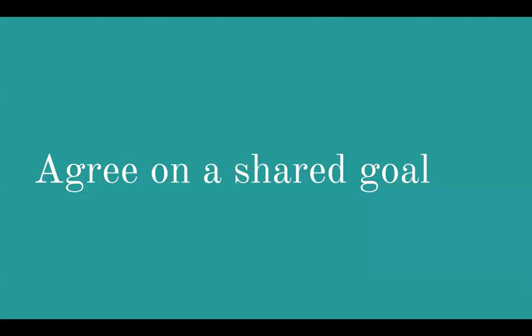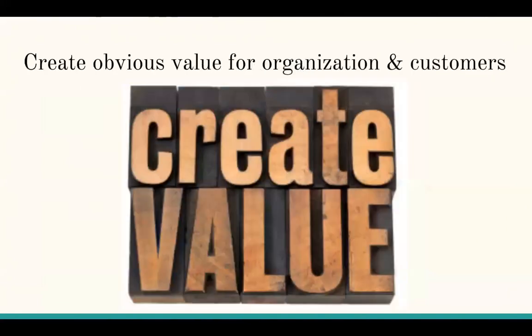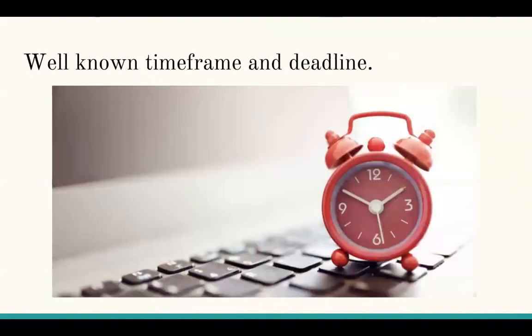Also, it's really important that everyone is agreed on a shared goal. This goal should be clearly defined and have a deadline between 6 months to 2 years. It should require considerable effort, but it still should be achievable. It also should create obvious value for the organization and the customers. It should have a well-known time frame and deadline. The goal and time frame should be agreed upon by executives, and it should be well known throughout the organization.